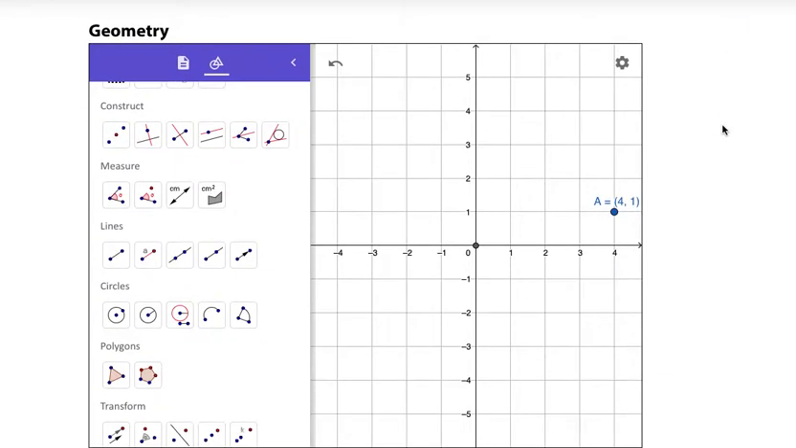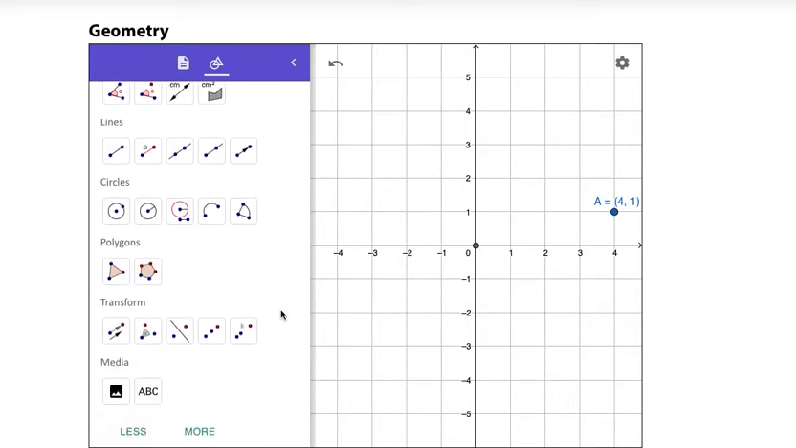Okay, so I'm right here. I have plotted one point A at (4, 1), and I've plotted a point B that is just at the origin, (0, 0). That is going to be the center for the purposes of our rotation demonstration today.